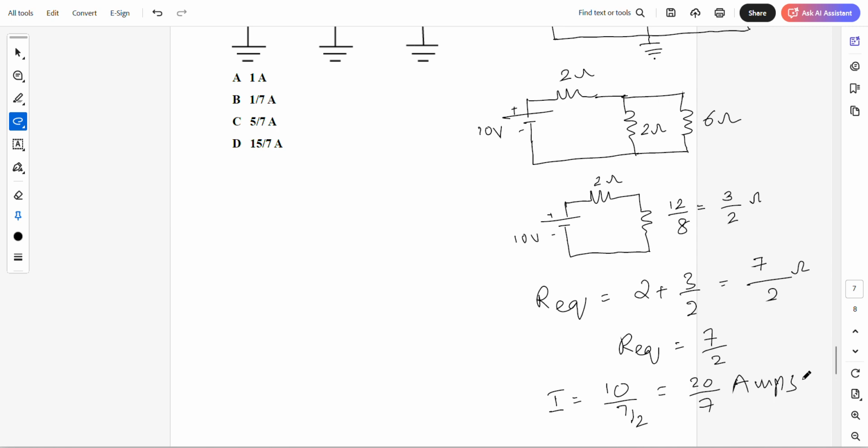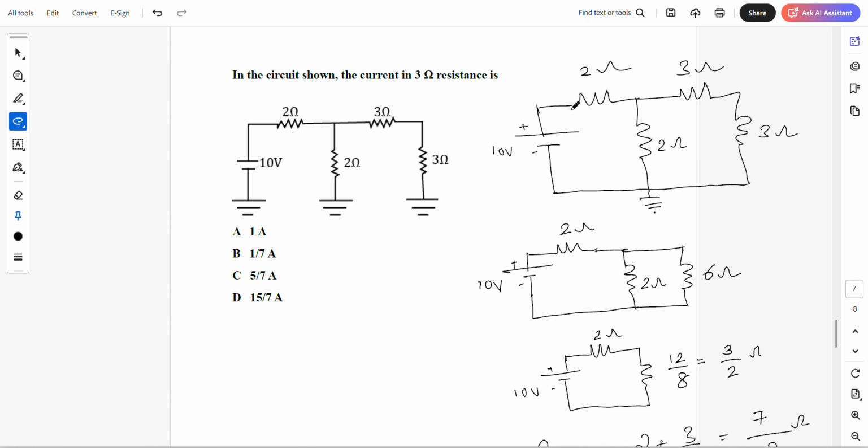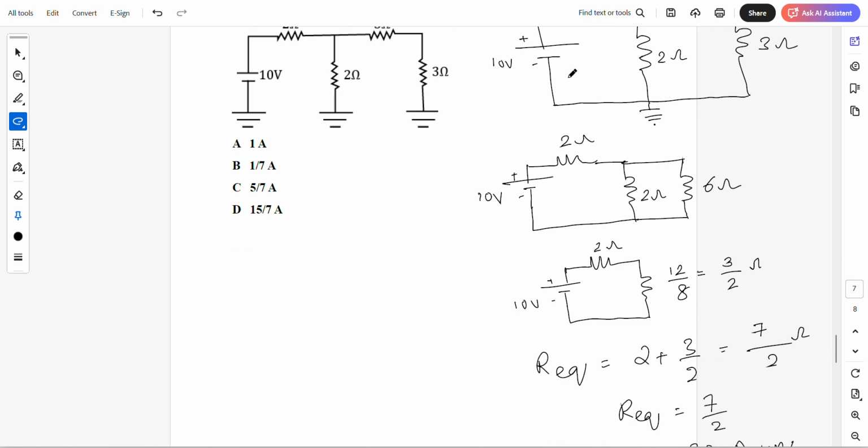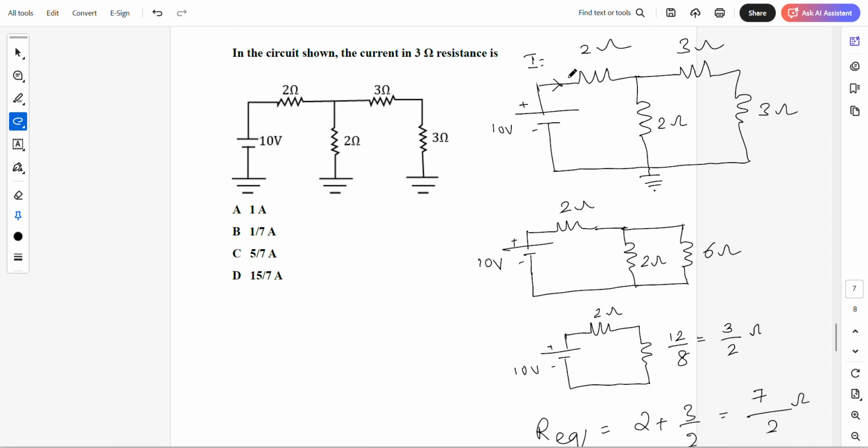Now how to calculate the value of C? Here we came to know that a current of 20 by 7 amperes is flowing. Now how to calculate the current here? Let us say this is I1, let us say this is I2.